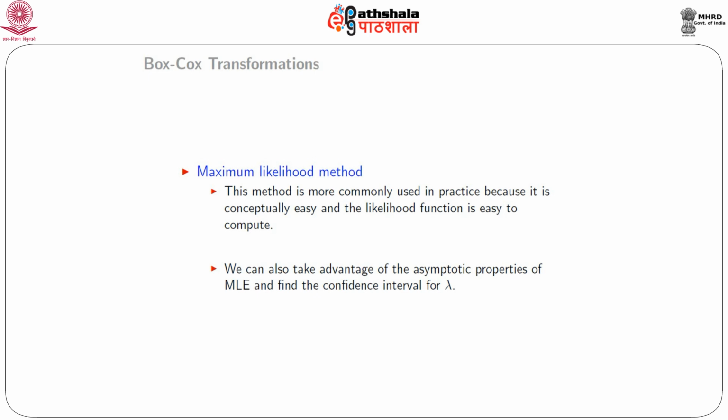Now, in the maximum likelihood method, what is it that we really do? This method is more commonly used in practice because it is conceptually easy and the likelihood function is easy to compute. We can also take advantage of the asymptotic properties of the MLE and find the confidence interval for lambda. Because we know the asymptotic properties of MLE, we can write down the distribution of the maximum likelihood estimates of the unknown parameter. And once we know the distribution of the parameter estimates, we can compute the confidence interval for the parameter involved in the model.